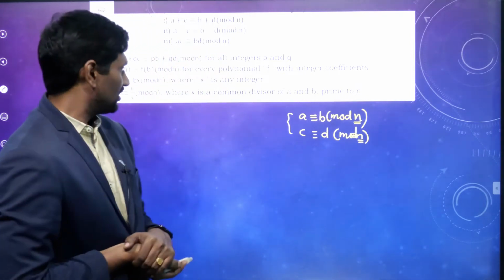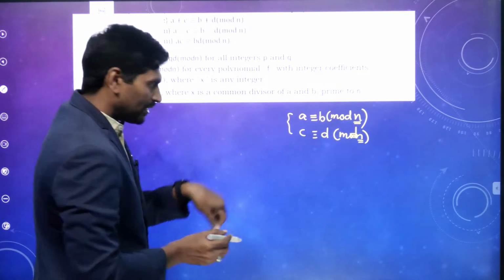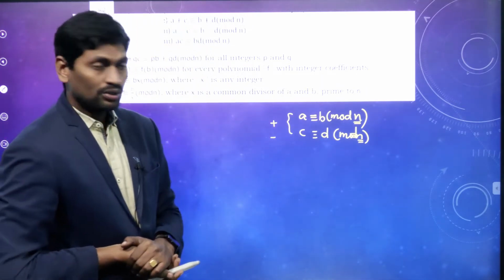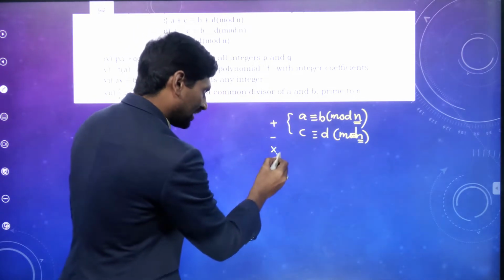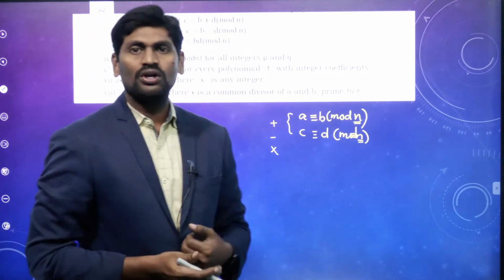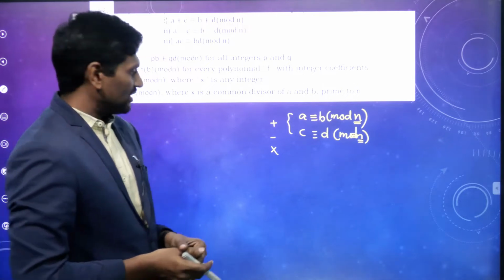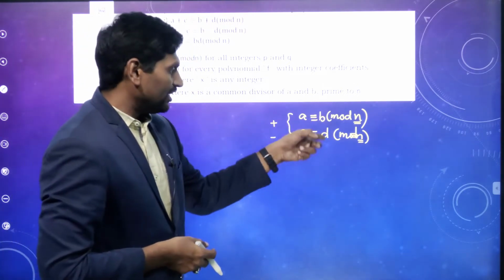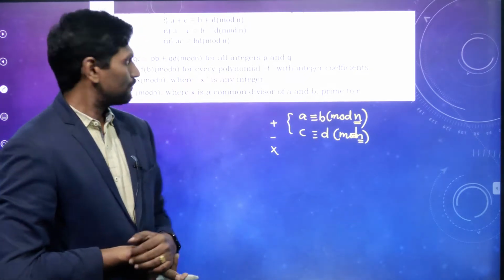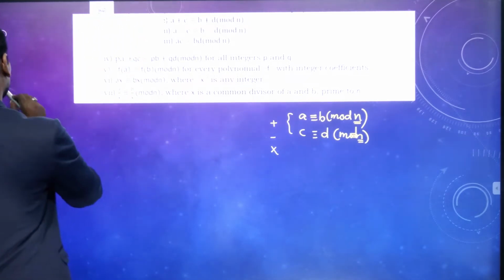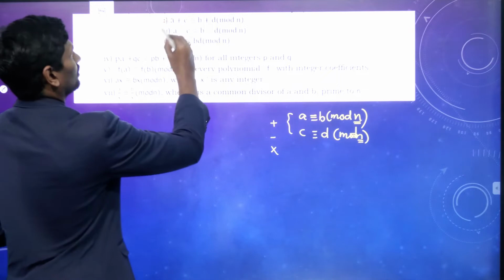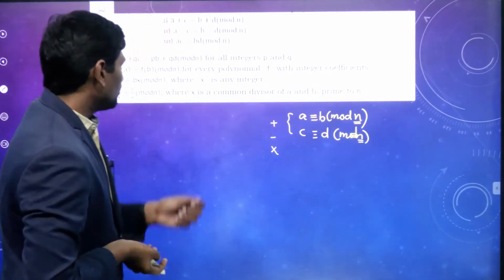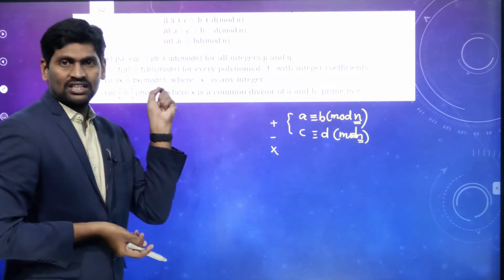Okay. Same way we can apply the minus symbol also. That means A minus C is congruent to B minus D modulo N. In the same way, A into C is congruent to B into D modulo N. These are the first three properties of congruence.